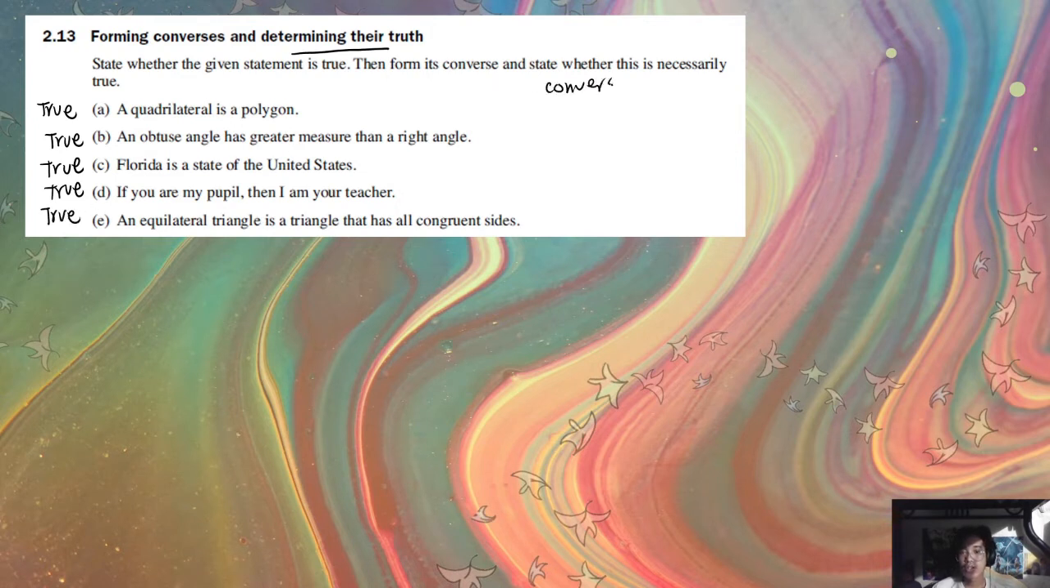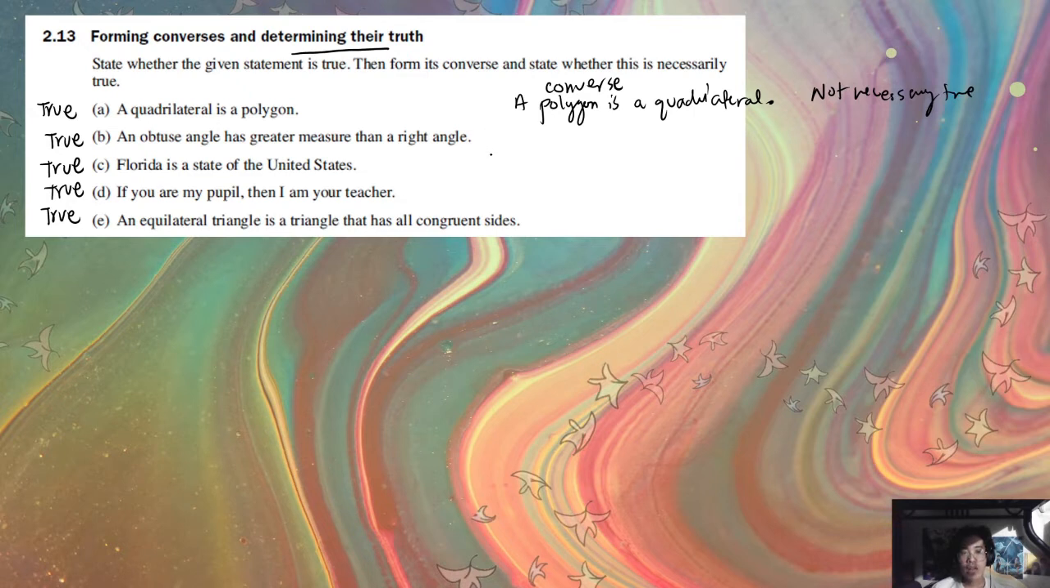Now let's look at their converse statements. A quadrilateral is a polygon. Its converse statement would be: a polygon is a quadrilateral. Now, just by saying it, you already know that not all polygons are quadrilaterals, so therefore it's not necessarily true. It's only sometimes true, but not always.